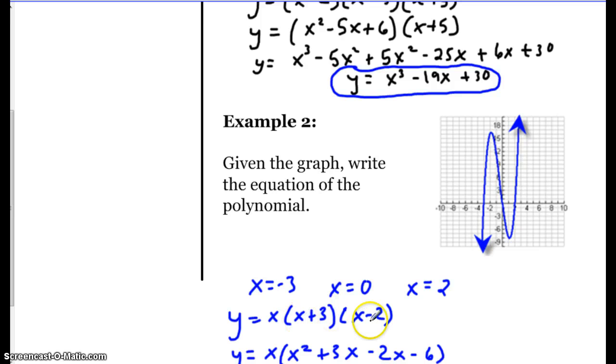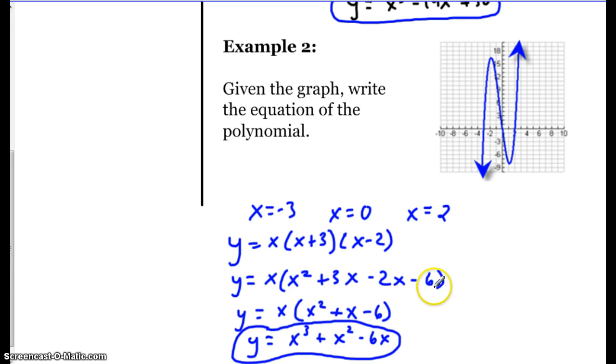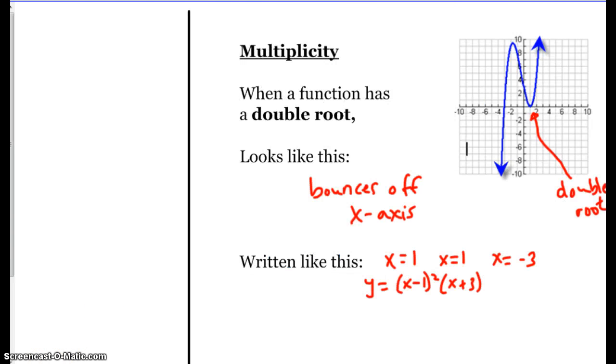Next, I FOILed these two out, and then multiplied by the x to get my final equation. Okay, if you have a question about any of these steps, please write it over here and make sure you ask me in class. Okay, the last part of our notes is on multiplicity.